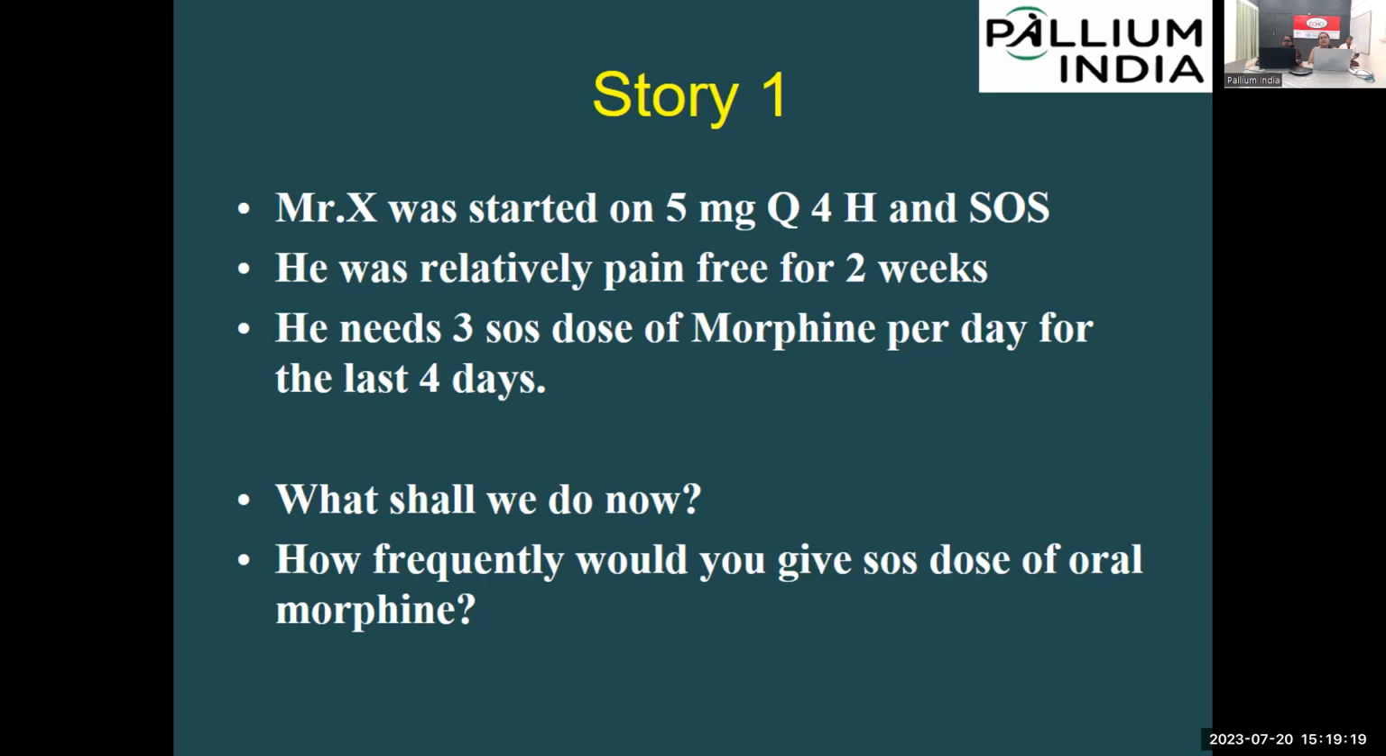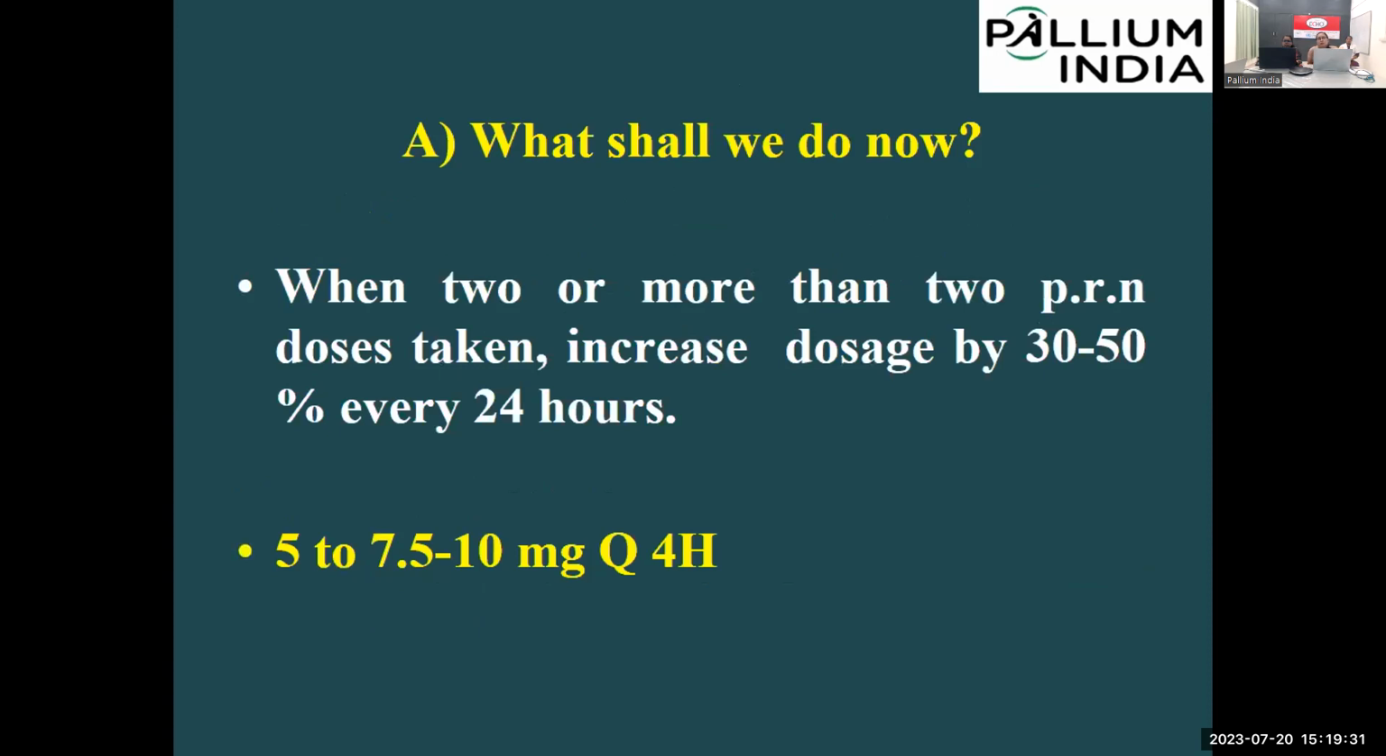Yes, thank you, Judy, for that. Yes, we can increase the dose of morphine. How can we increase the dose of morphine? When 2 or more rescue doses are taken, increase the dose by 30 to 50% every 24 hours. So suppose the patient has taken 2 or more rescue doses, then we usually increase the dose by 30 to 50%. For this patient, who was on 5 milligram of oral morphine 4 hourly, we can increase the dose either to 7.5 milligram 4 hourly or to 10 milligram 4 hourly. So his dosing will be somewhere between 7.5 and 10.